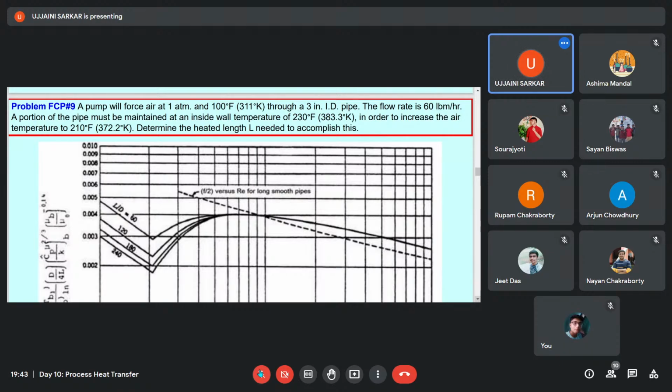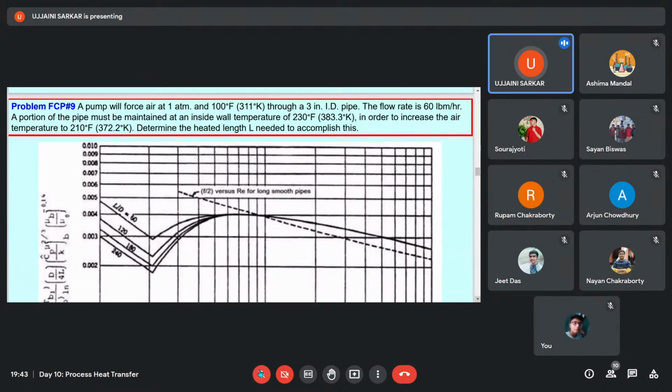So you have noted 3-inch ID pipe. Inside diameter is 3 inch. And pump will force air at 1 atmospheric pressure and 100 degree Fahrenheit. That is 311 Kelvin. So air is flowing at 100 degree Fahrenheit. Flow rate is 60 pound mass per hour. Portion of the pipe must be maintained at an inside wall temperature of 230 degree Fahrenheit or 383.3 Kelvin. In order to increase the air temperature to 210 degree Fahrenheit, determine the heat length needed to accomplish this.